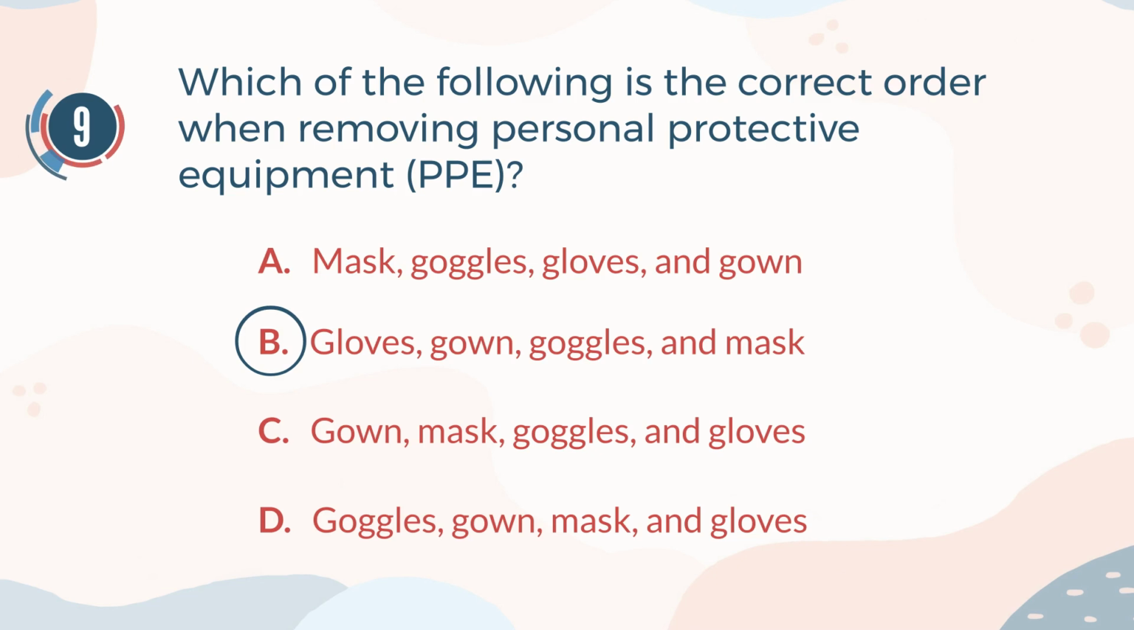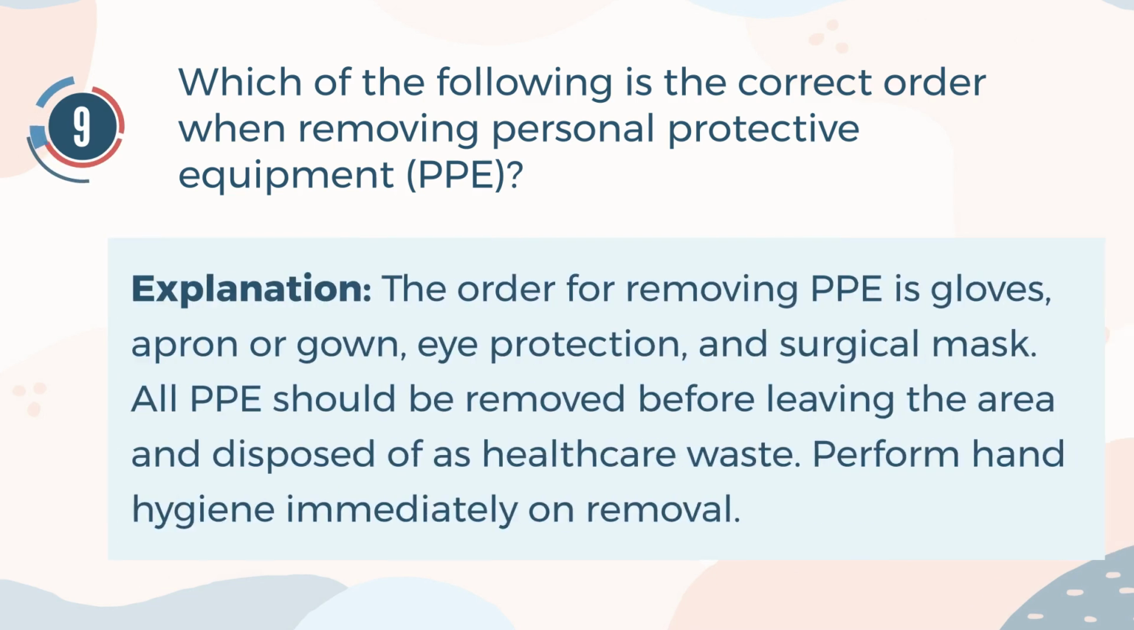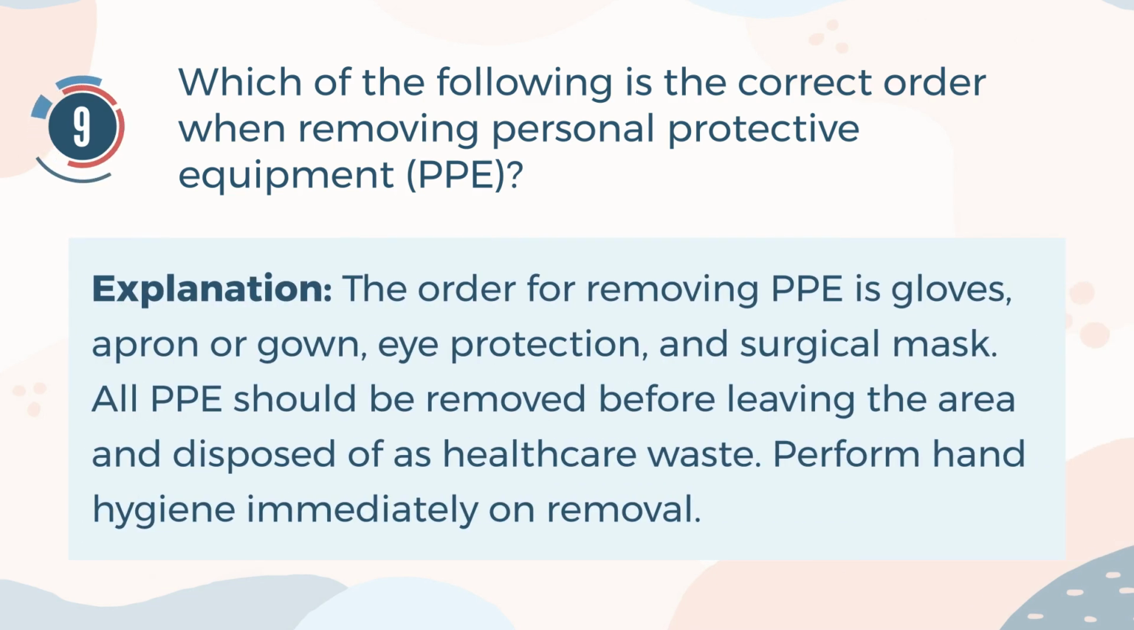Gloves, gown, goggles, and mask. Explanation. The order for removing personal protective equipment is gloves, apron or gown, eye protection, and surgical mask. All personal protective equipment should be removed before leaving the area and disposed of as healthcare waste. Perform hand hygiene immediately on removal.